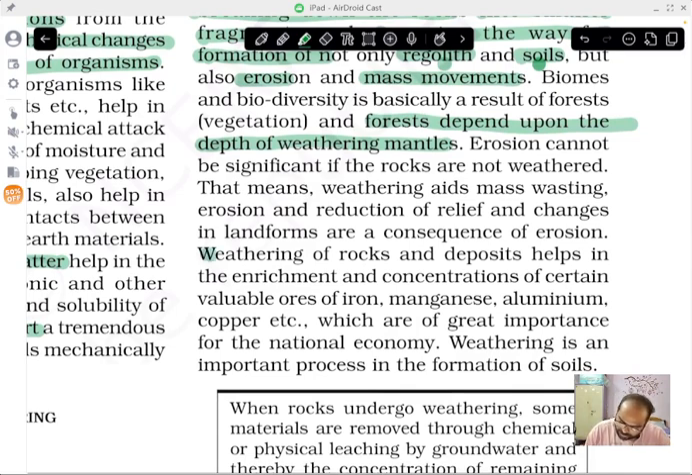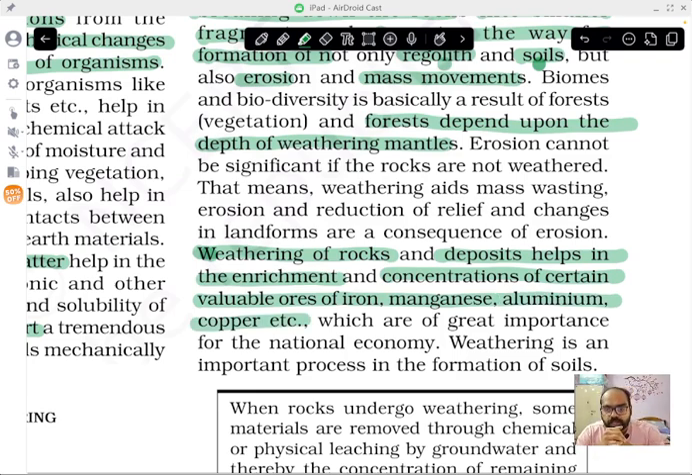Weathering of rocks and deposits helps in the enrichment and concentration of certain valuable ores of iron, manganese, aluminum, copper, etc. Okay, minerals occur in the form of ores. Rock is nothing but different types of minerals. Okay, what is a mineral? One or more elements combined to form a mineral.